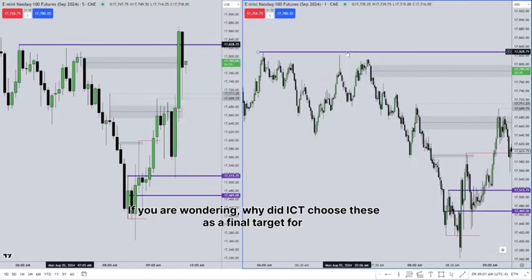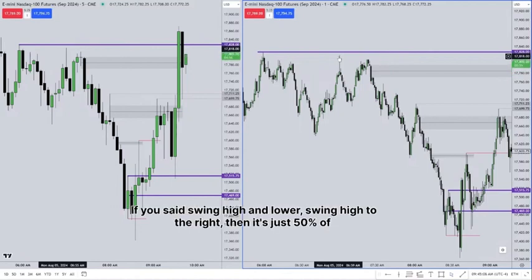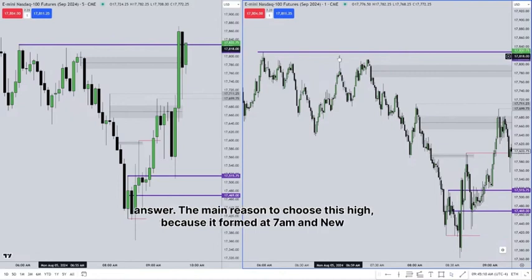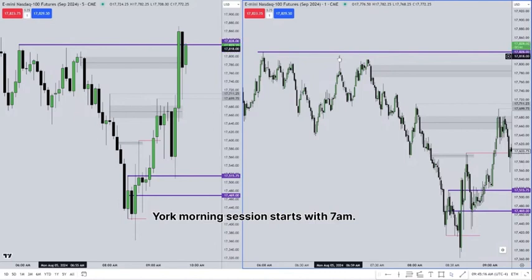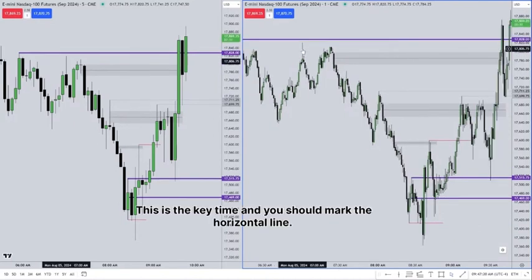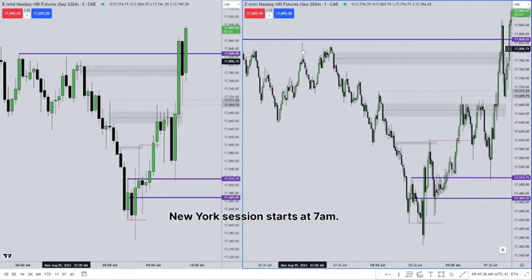If you are wondering why ICT chose this as a final target for draw on liquidity, if you said swing high to the right, then it's just 50% of the answer. The main reason to choose this high is because it formed at 7 a.m., and the New York morning session starts at 7 a.m. This is the key time, and you should mark the horizontal line at 7 a.m. If you trade Forex or futures, it does not matter. The New York session starts at 7 a.m.